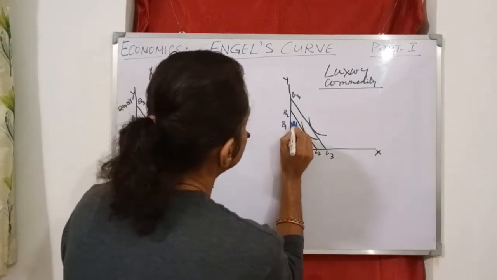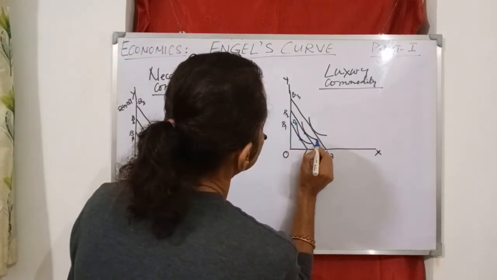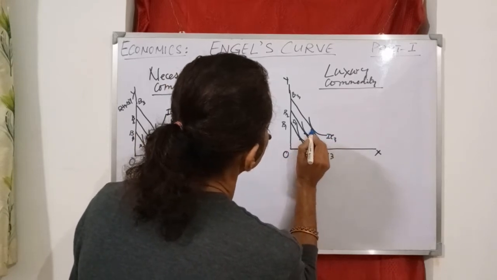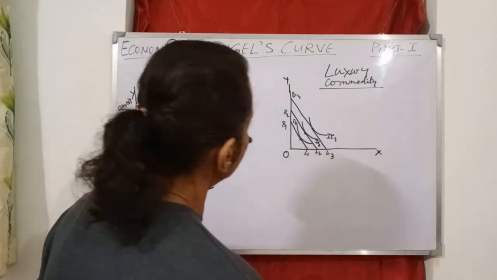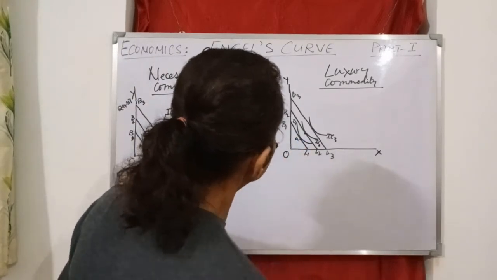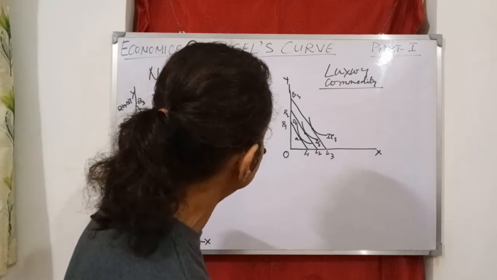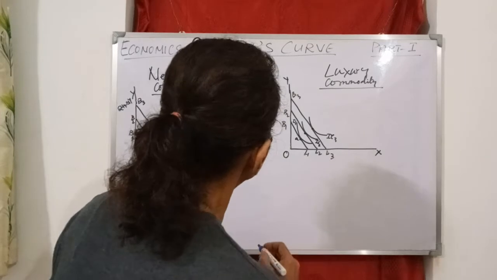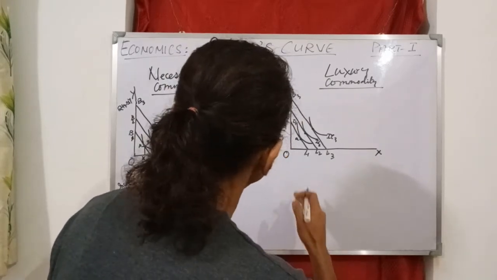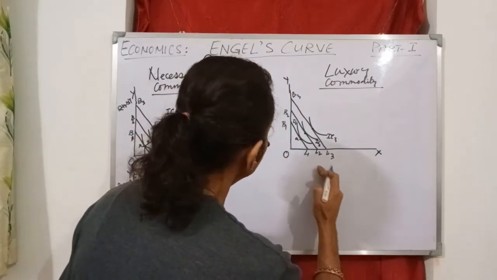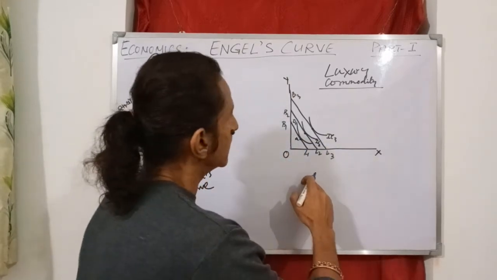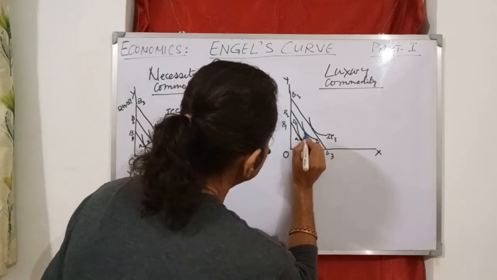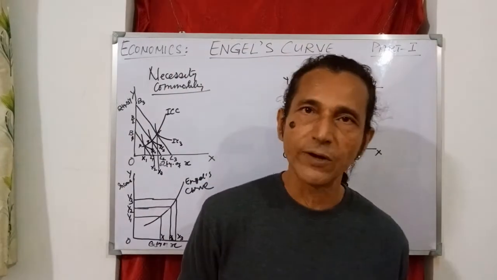Say this is IC1, this is IC2 and this is IC3. The consumer is in equilibrium at point A initially, that is at the point of tangency between B1, L1 and IC1. As his income increases, the consumer's budget line shifts from B1, L1 parallelly rightward to B2, L2, and the consumer reaches a higher indifference curve IC2 and he is in equilibrium at the point of tangency between IC2 and B2, L2.